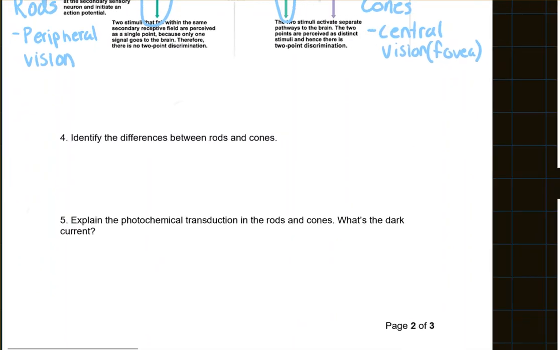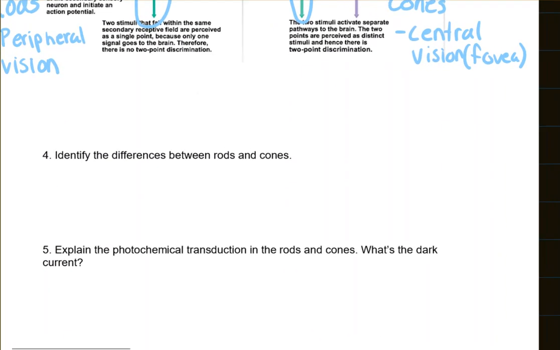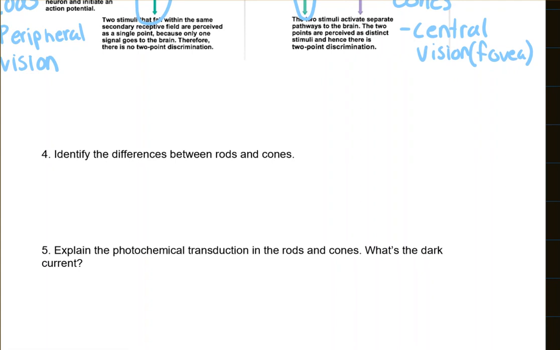All right, identify the differences between rods and cones. They're pretty similar, but they are for two different kinds of vision mainly. Like I said above, cones are for your central vision and rods are for your peripheral vision, but they are both photoreceptors. Cones are also for color, whereas rods are for kind of black and white, which is basically just light. And cones are in the fovea, whereas rods are in the periphery.